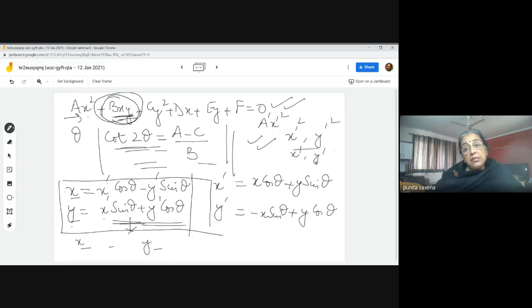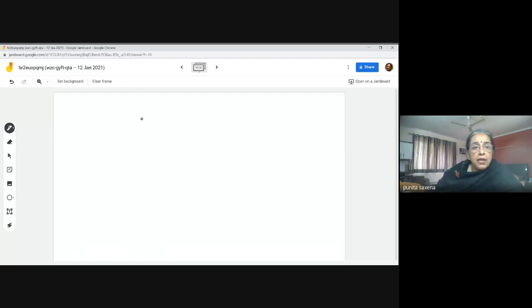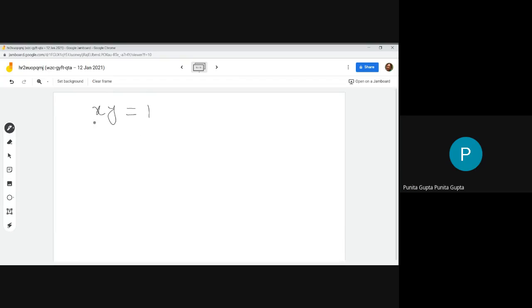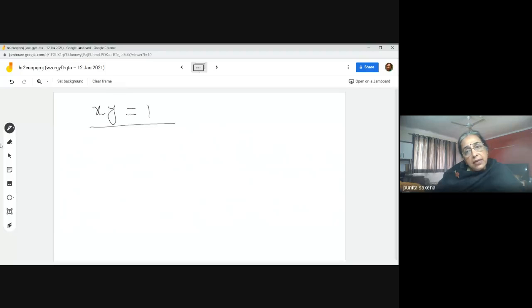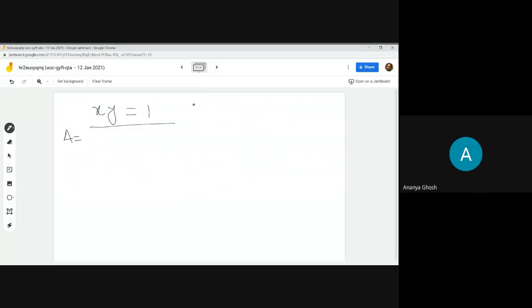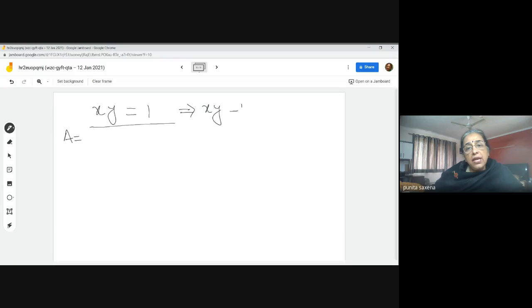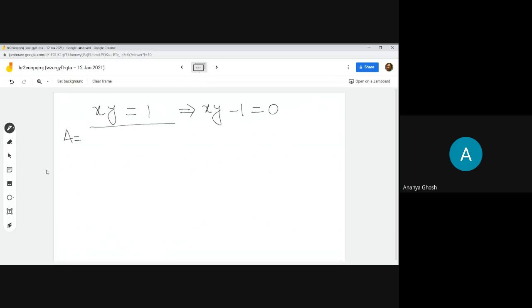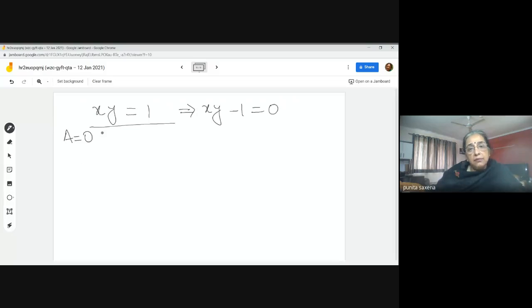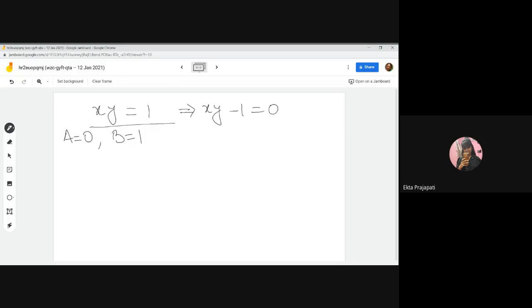Let's see it in this example. I took a rectangular hyperbola. What was the equation? xy equal to 1. Now compare it with your general second degree equation. You can write this equation as xy minus 1 equal to 0. So how much is capital A? 0, because there is no x square. How much is B? 1.